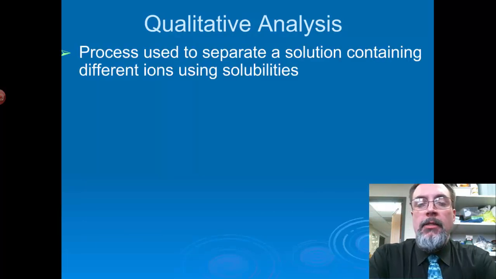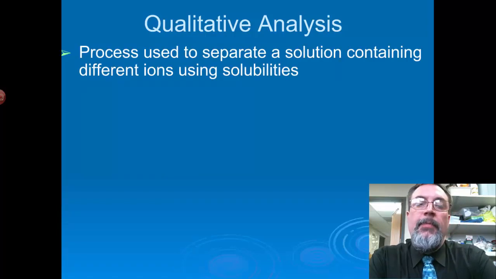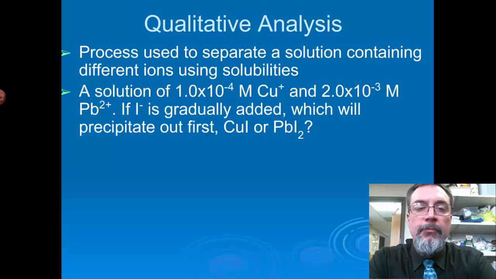We can use the concept of solubility equilibrium for something called qualitative analysis. And qualitative analysis, qualitative meaning we're not so much concerned with numbers here, but just the process of doing something with these solutions. Essentially what we're going to do is separate a solution that contains different ions using the differences in their solubilities. Okay, we do this by precipitation.